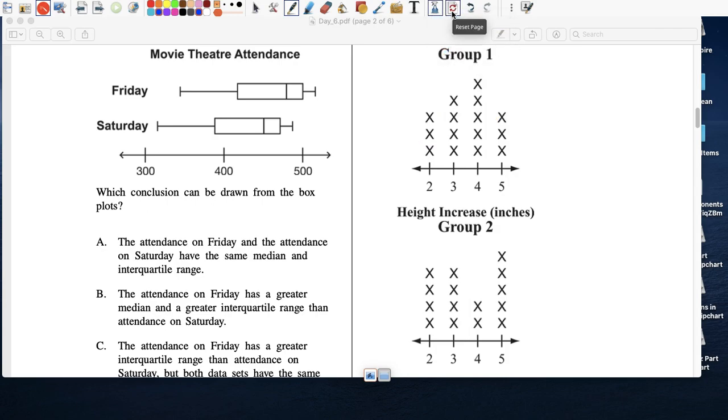C, the median is greater for group 1, but the mode is greater for group 2. That looks right. The mode, the one that shows up the most, is greater in group 2. And you know what? Let's just confirm that the median is greater in group 1. So let's cross 1 from each side and work towards the middle.